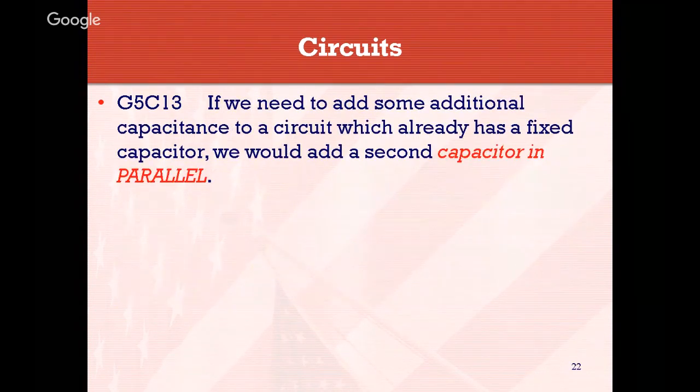If we need to add some additional capacitance to a circuit, which already has a fixed capacitor, we would add a second capacitor in parallel. Okay, remember, if you need more resistance, you add that in series. If you need more capacitance, you add it in parallel.